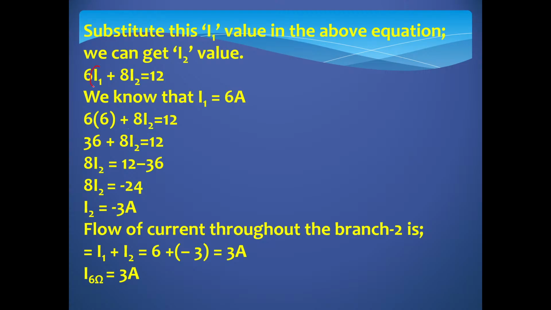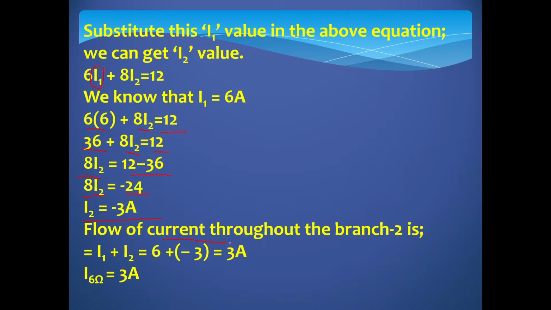So instead of I1, substitute 6. So 6 into 6 plus 8i2 is equal to 12. You just simplify it, you will get the I2 value. So 6 into 6 is 36 plus 8 into I2 is equal to 12. So send 36 to the other side. 8 into I2 is equal to 12 minus 36, you will get minus 24. I2 you will get minus 3 amperes. Okay, so I2 is minus 3 amperes.